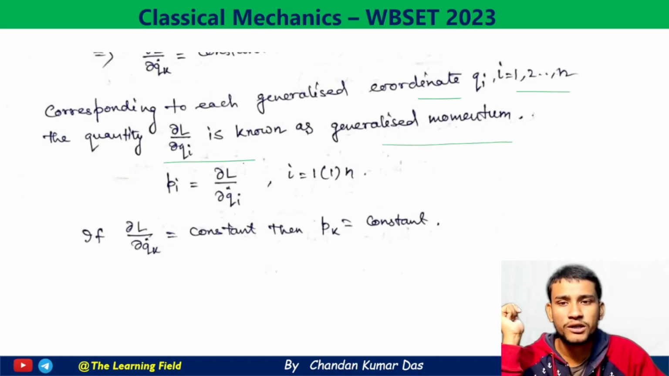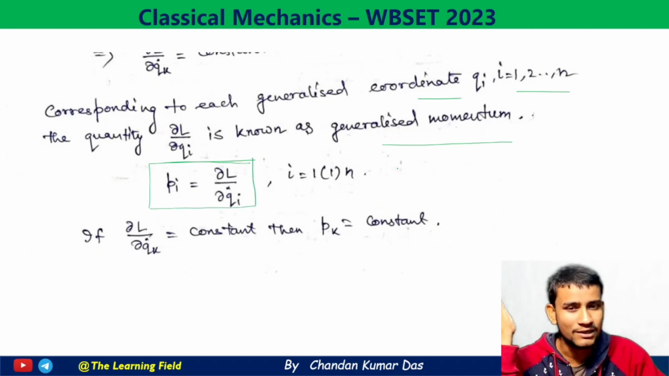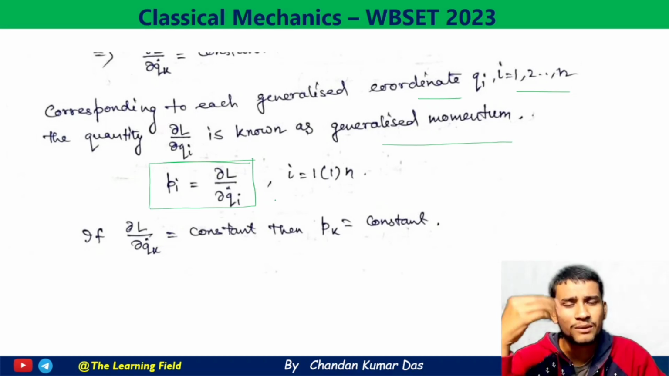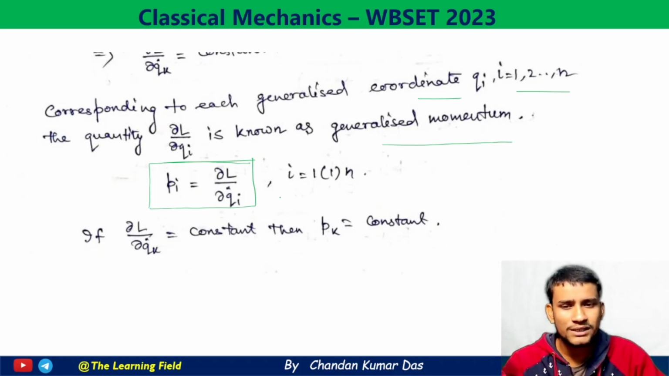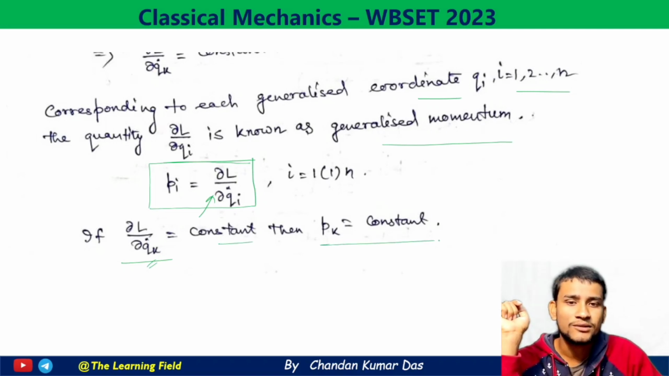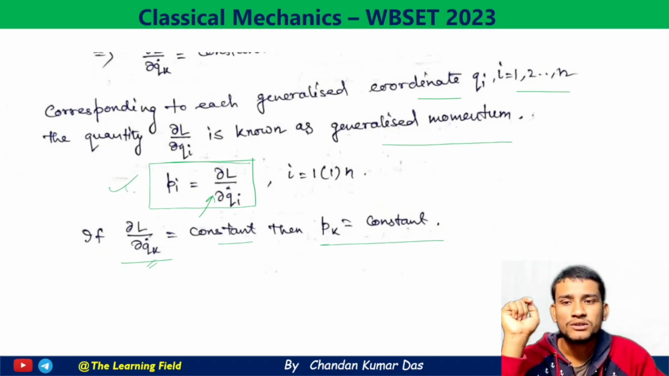This is also very important, and we denote the generalized momentum as p suffix i or p_k. You can take any suffix. Sometimes I use suffix k, sometimes suffix i; these are just suffixes. So that is ∂L/∂q_k. Here I use ∂L/∂q_i dot, and here I use ∂L/∂q_k dot, equal to constant. Then p_k is equal to constant. So this is the quantity of generalized momentum.